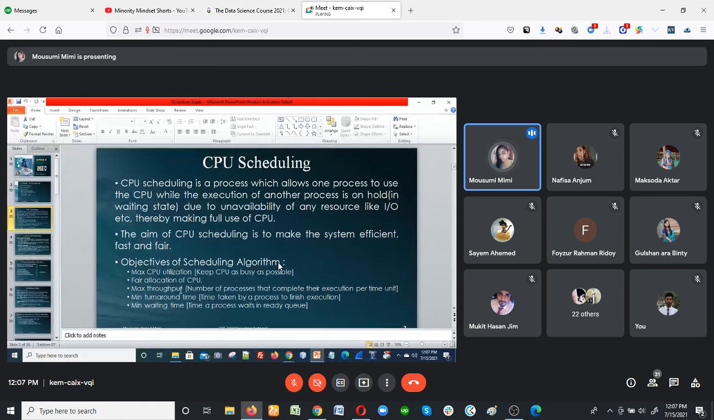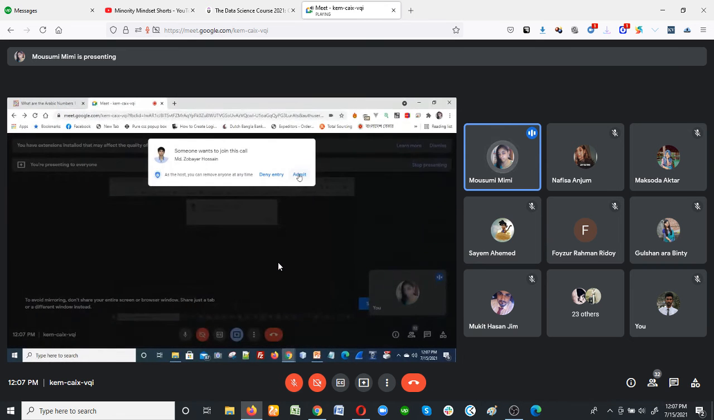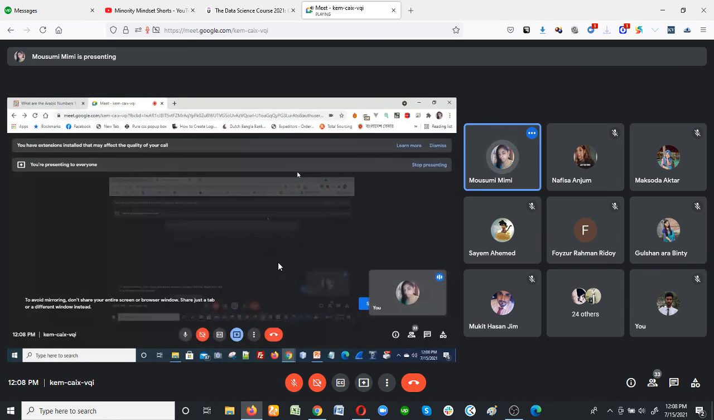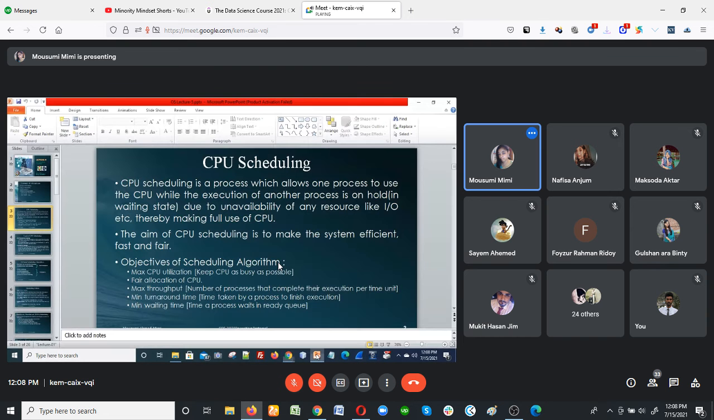So you can find out that some algorithms make your processor very busy, and some algorithms make your processor very lazy. For fair allocation of the processor, fair allocation means that your processor has to be occupied all the time. Now your processor has some places to process any process, but it does not occupy the processor. So this is not fair allocation.